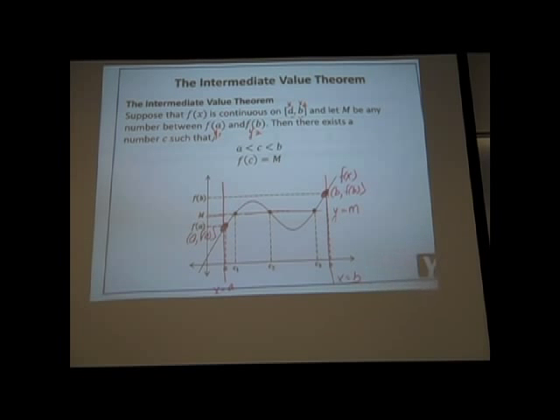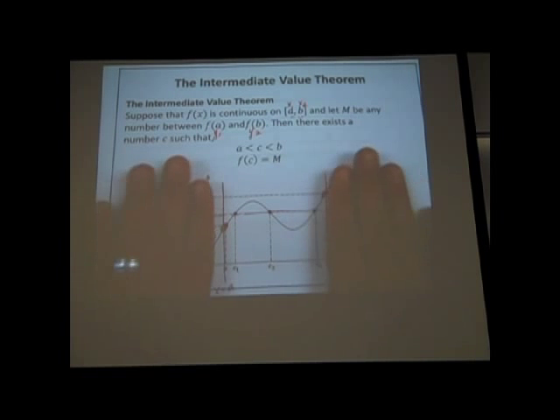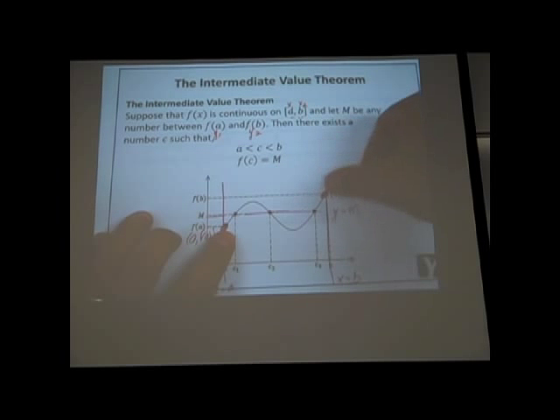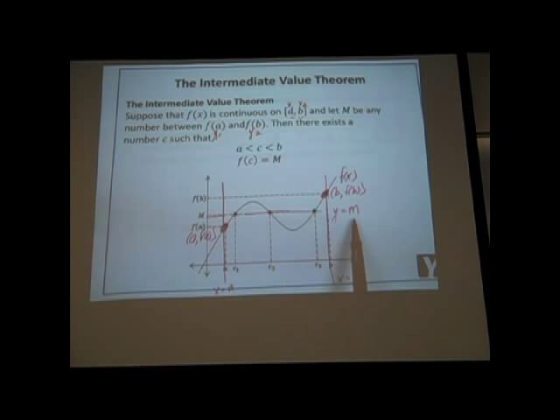One more time. If I have a continuous function on an interval and I pick a y value, if I pick a value in between the y values on the endpoints, then the function must be equal to that value at least once. This is called an existence theorem.